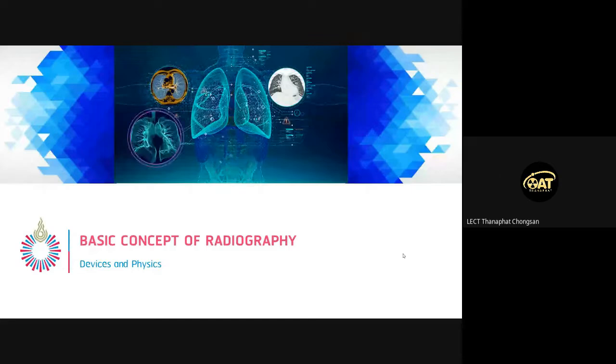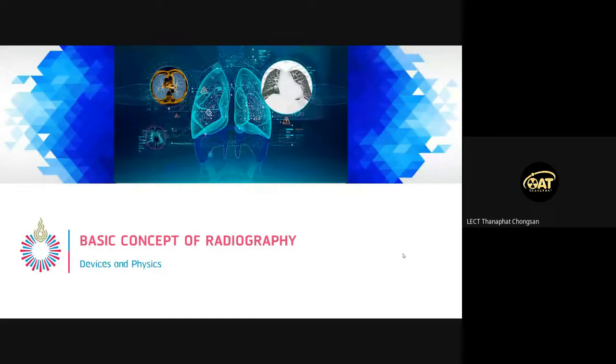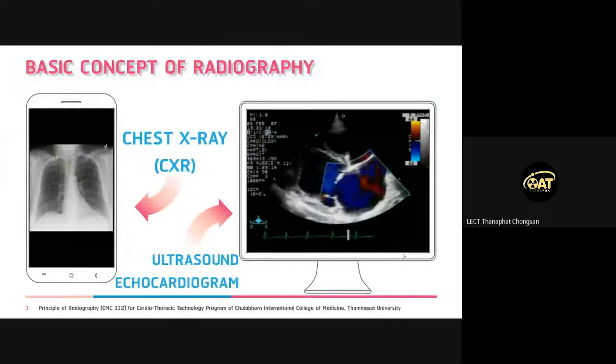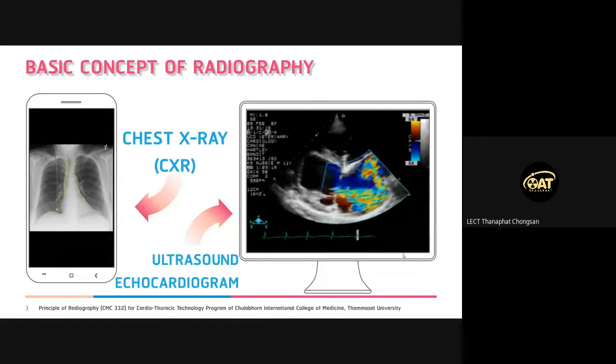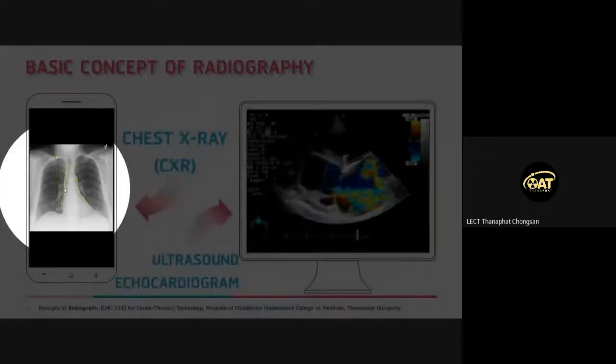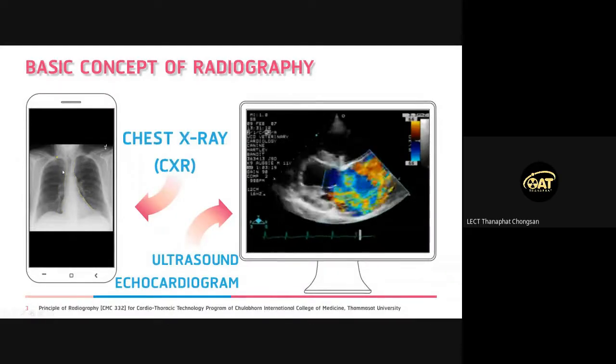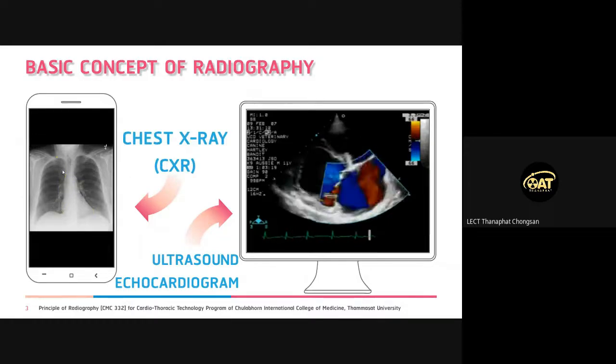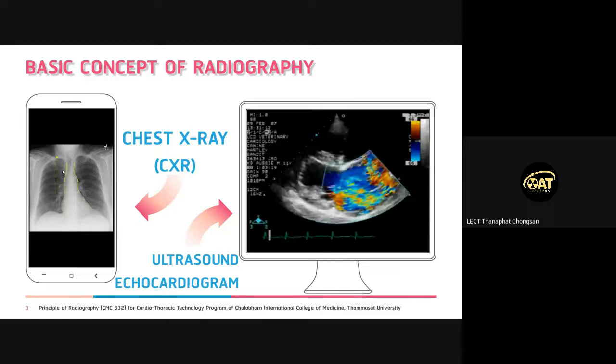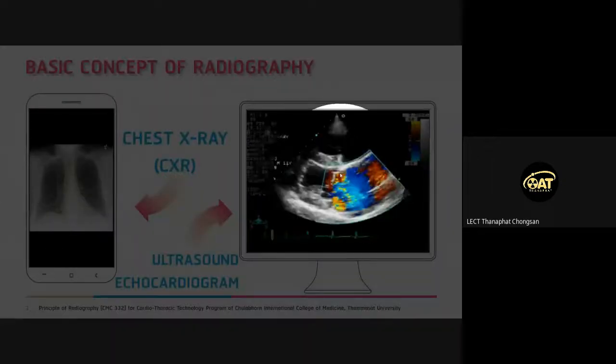Okay, let's start with the first topic in this section. Okay, the first step, we should know about radiography images from another modality. That image in the smartphone is a chest X-ray, which is created from a general X-ray machine. In cardiology, it is used for cardiomegaly sign, and we will learn in the next topic. That's the image on the PC monitor.